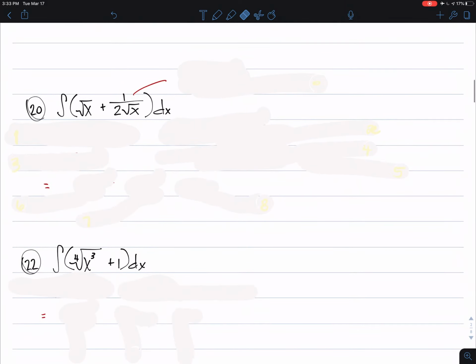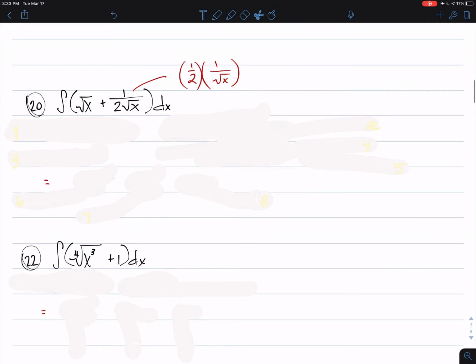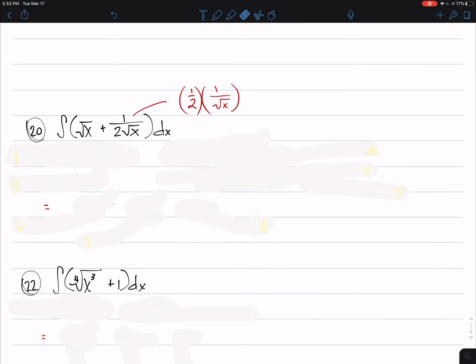All right, number 20. Remember that I said make sure your variables are in the numerator and make sure that you're just working with normal variables here. So this first piece, I'm not going to think of this as a square root of x. I'll think of it as an x to the 1/2 power. The second piece, I'll think of it as a 1/2 times 1 over the square root of x, but then that 1 over square root of x piece I will think of as an x to the negative 1/2 power. So that's where we'll head here.